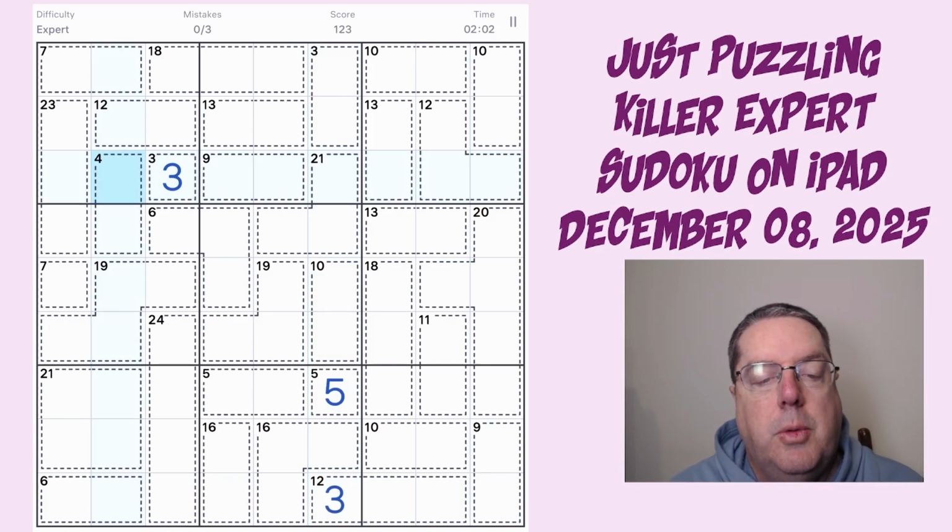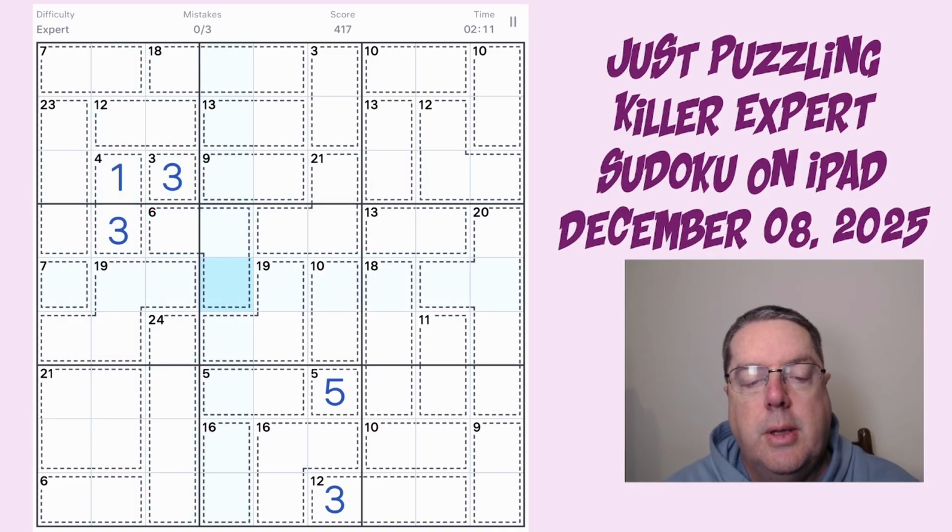Alright, now, this is 3 and 1. Because of the rules of Sudoku, 3 can't be there, so this is going to be the 3 and the 1 here. This here is a 6. Now, if it's a 6 with 3 digits, it's got to be 1, 2, and 3. Well, 3 can't be there, so that's a 3. So this is going to be 1 and 2.